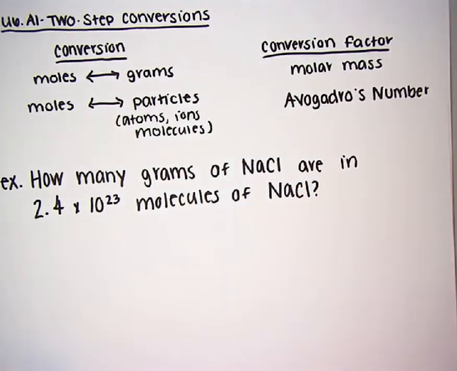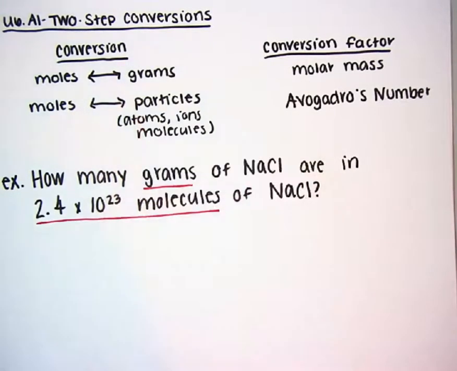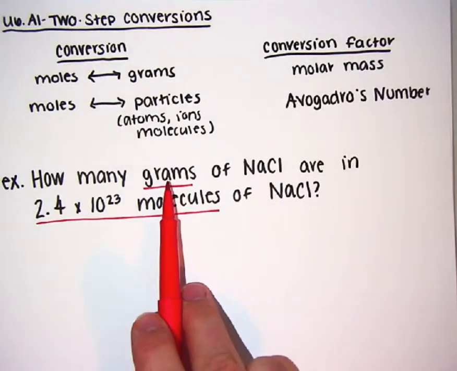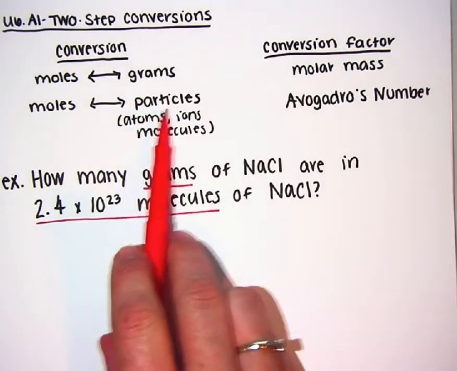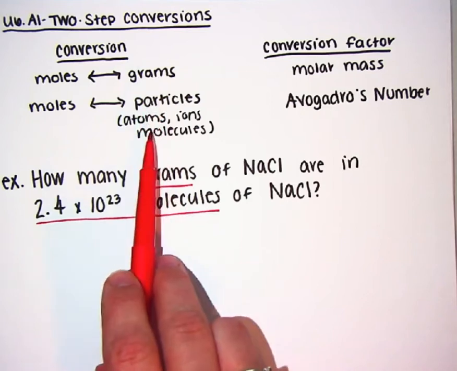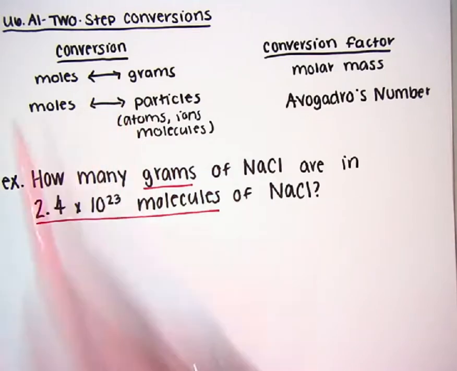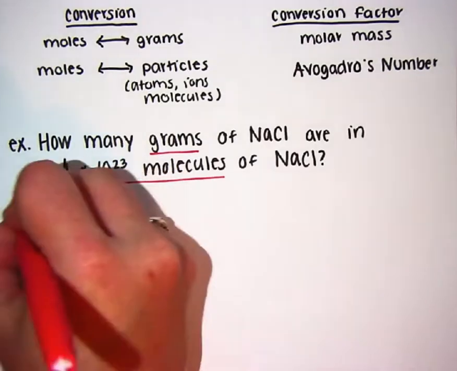So whether it's one step, two step, three step, we're going to follow the same steps. Let's look at what we're given and look at what we're solving for. I'm given molecules and we're solving for grams. Look at our arrows. There is no way to convert directly from molecules to grams. If I'm starting with molecules, the only thing I can do is use Avogadro's number to convert to moles. So that is going to be step 1. Always start with the given.